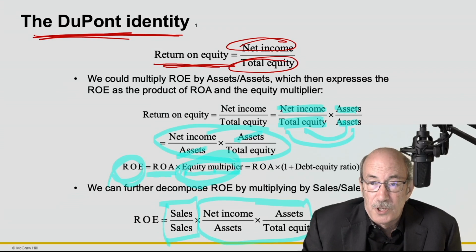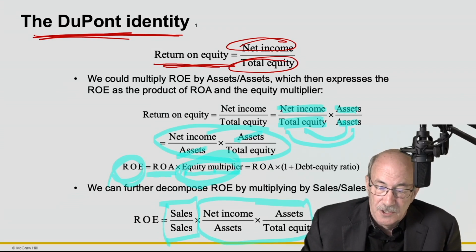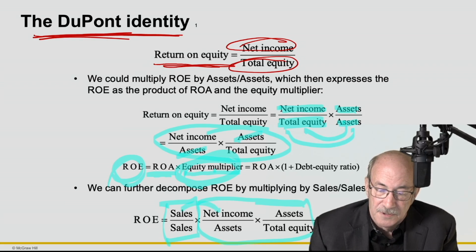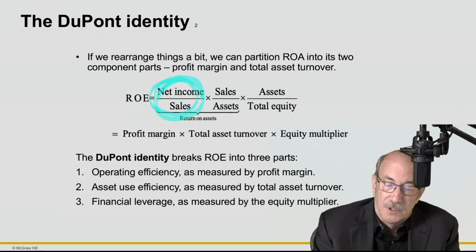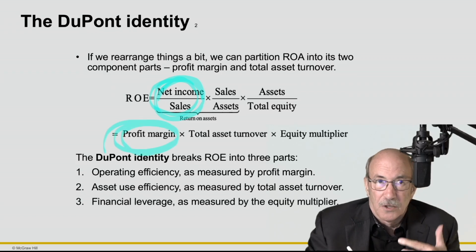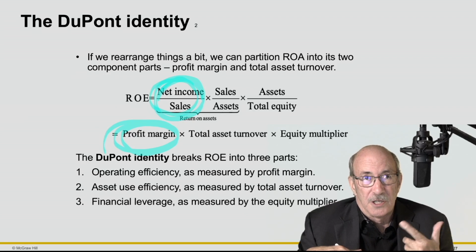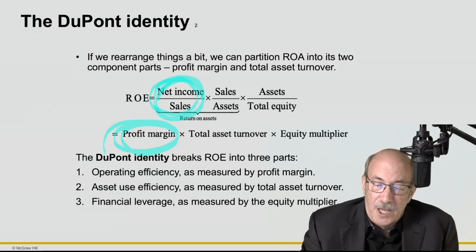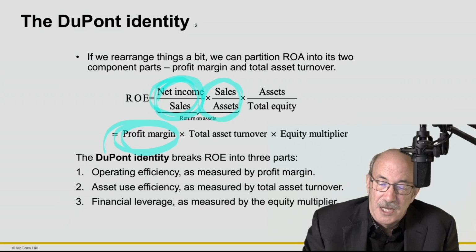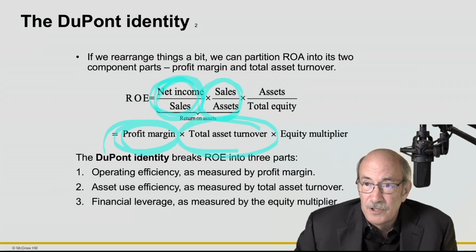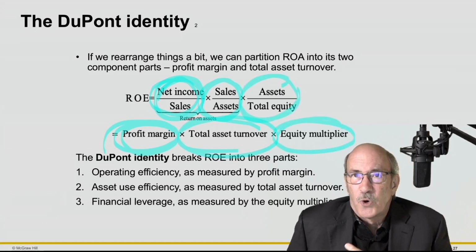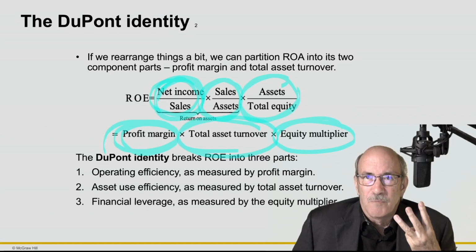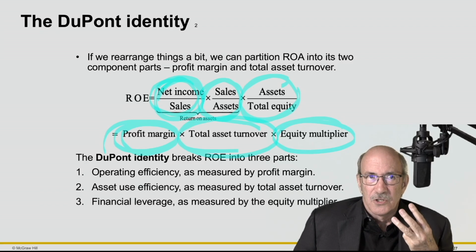Okay, so now we're going to take this sales over sales and we're going to swap the sales over to the right and we're going to bring the net income over to the left. And what we're going to end up with here is net income over sales, which is profit margin. Again, go back to the profitability measures in category 4. And we have sales over assets, which is a measure of efficiency or asset turnover. And we still have the equity multiplier. So now we've broken up ROE into 3 component parts that we can much more easily understand.